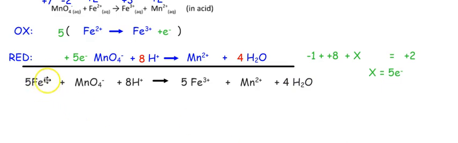I have plus 10, minus 1. What's 10 minus 1? I believe it's 9. What's 9 plus 8? It's 17 plus charges. So my left-hand side is 17 plus charges. Over here, I have 15 plus 2 is 17.